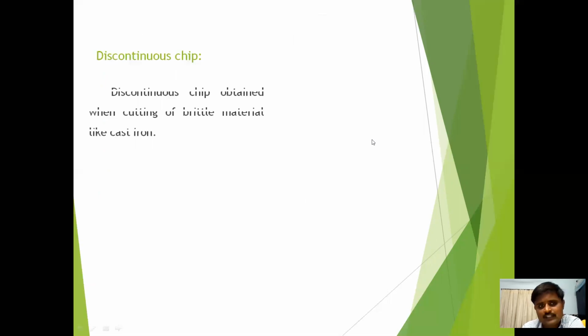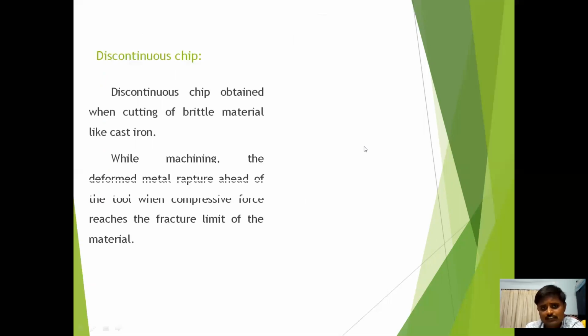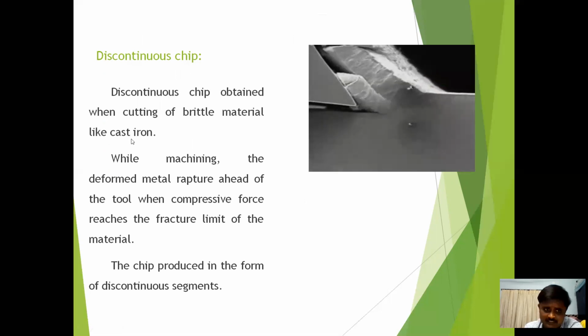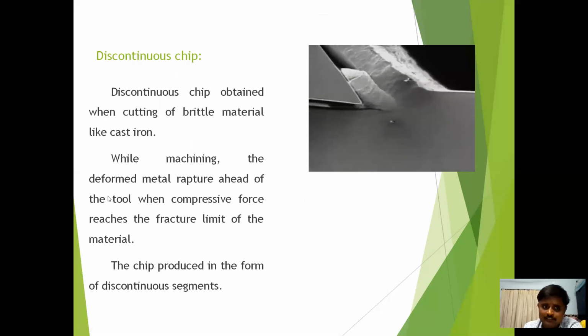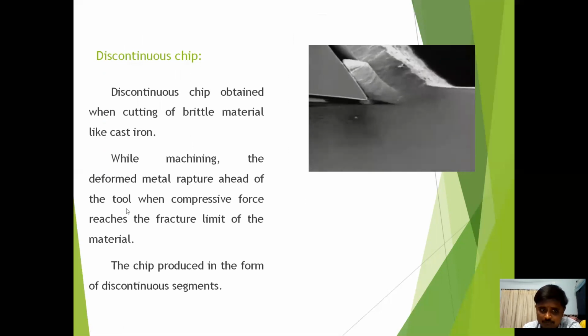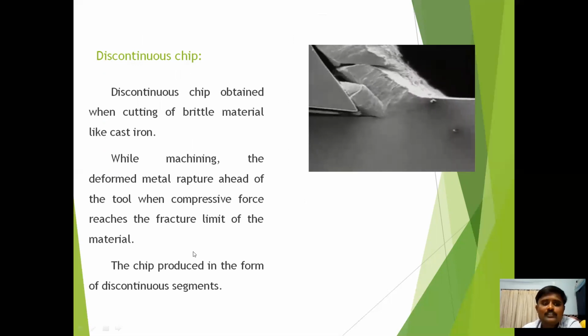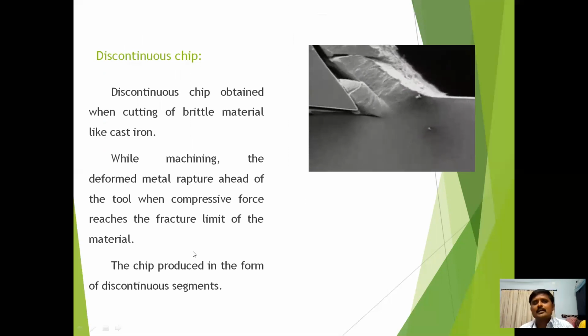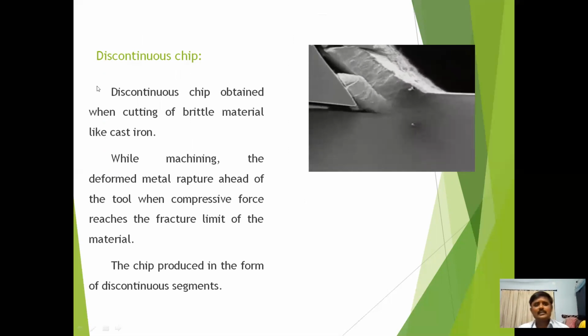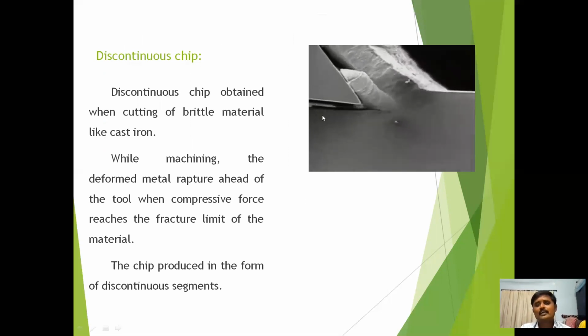Now, coming to the discontinuous chip. Discontinuous chips are obtained when cutting brittle materials like cast iron. While machining, the deformed metal ruptures ahead of the tool when the compressive force reaches the fracture limit of the material. So the chips are produced in the form of discontinuous segments. The name itself indicates that it is a discontinuous chip, so we can't get the continuous flow.